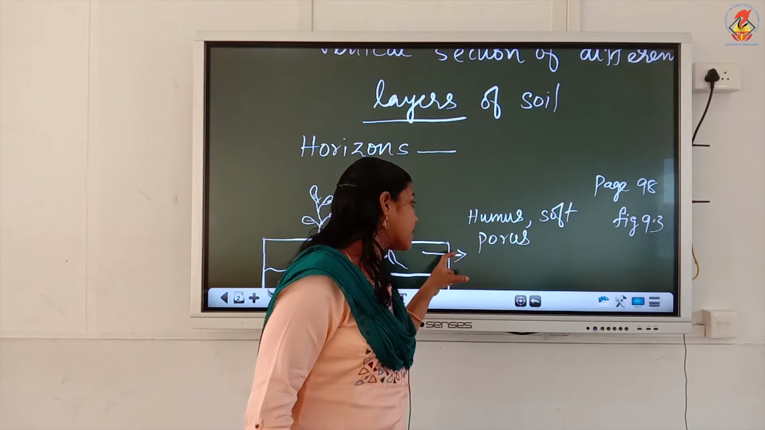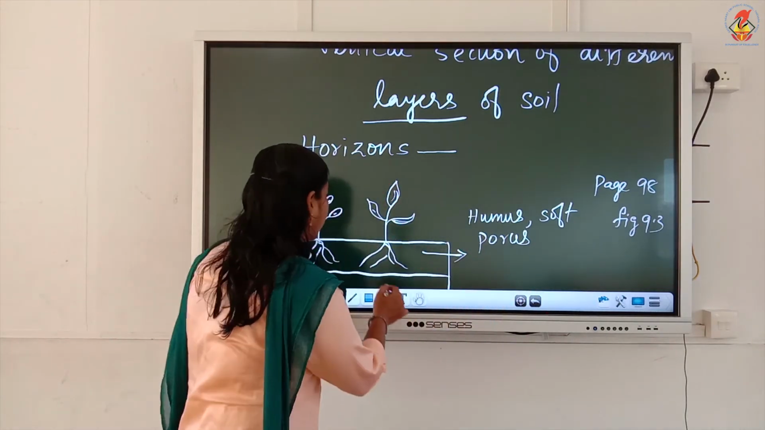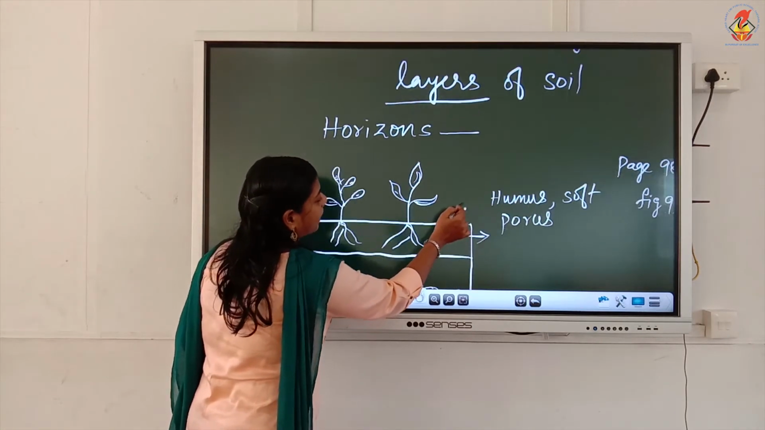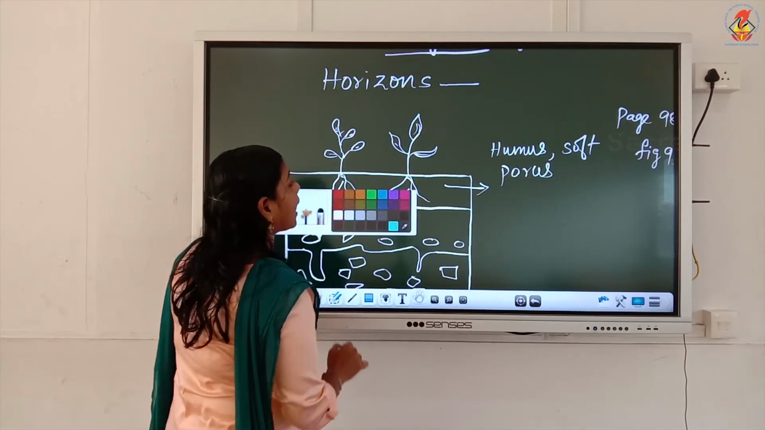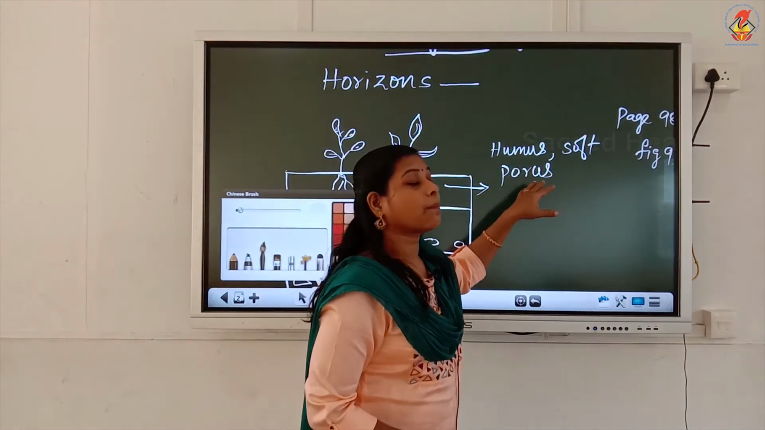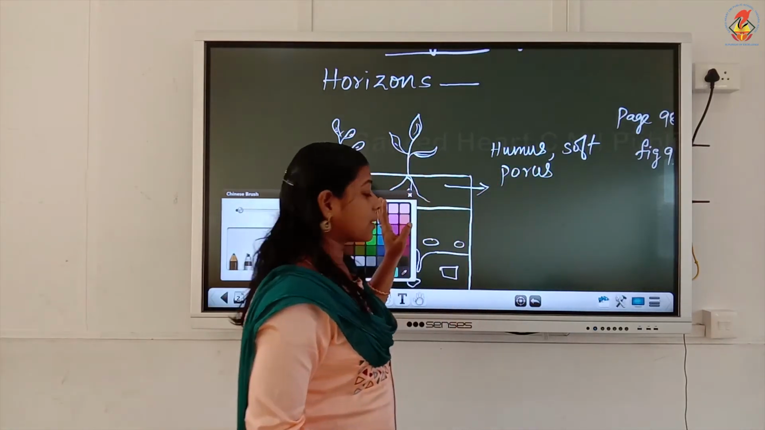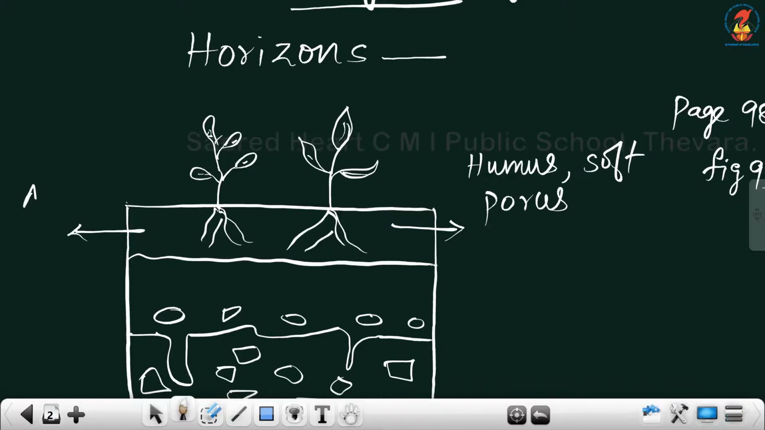It is the topmost layer, in which the roots of the plants are embedded. We can see the roots are embedded here, and that is the top layer, which we call the A horizon. This layer is very soft and porous and can retain more water. So this is also known as the A horizon or topsoil.